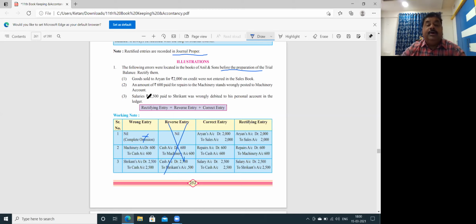Number 2, an amount of 600 paid for repairs to machinery stands wrongly posted to machinery account. Now the repairs are paid. We are not purchasing any new machinery, but we are doing the payment for repairs of the machinery. So what should be the entry?